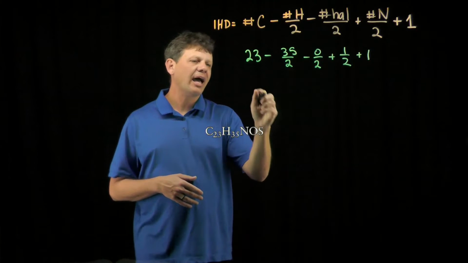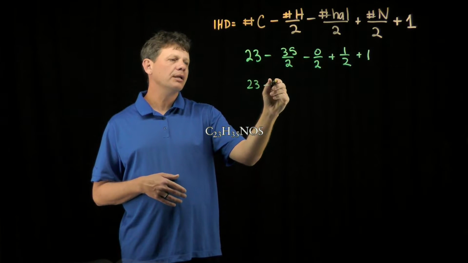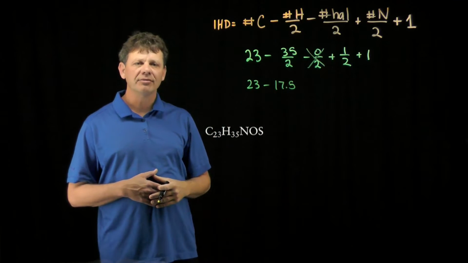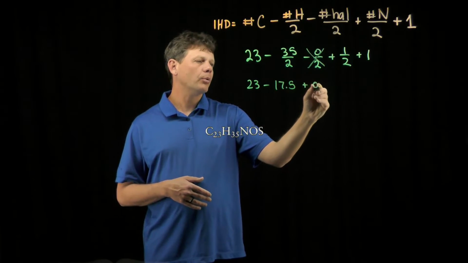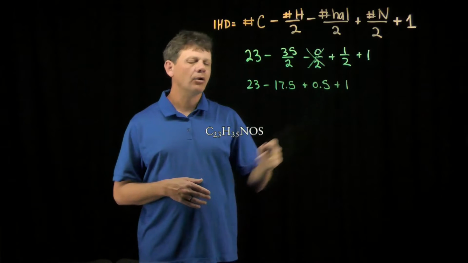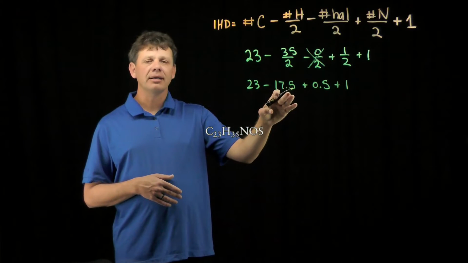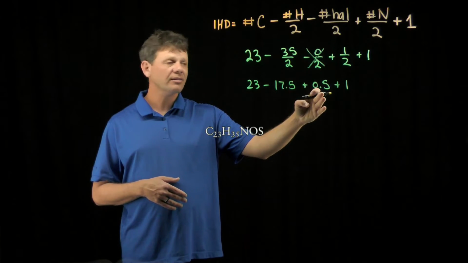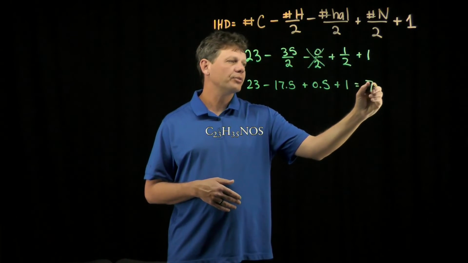Now I'm going to change these halves. I'm going to rewrite this as 23 minus 17.5. The minus 0 halves is gone. Add 0.5 and add 1. 23 minus 17.5 is 5.5, plus 0.5 is 6, plus 1 is equal to 7.